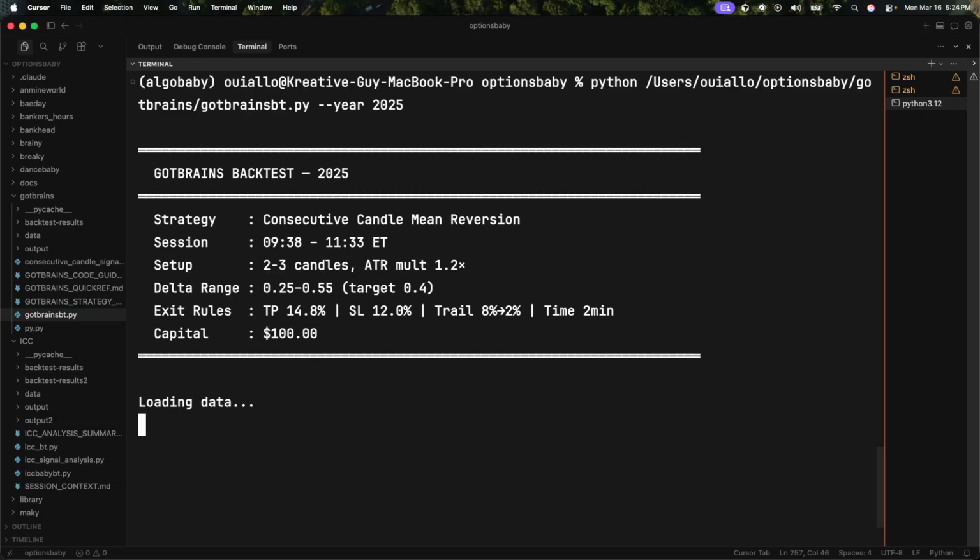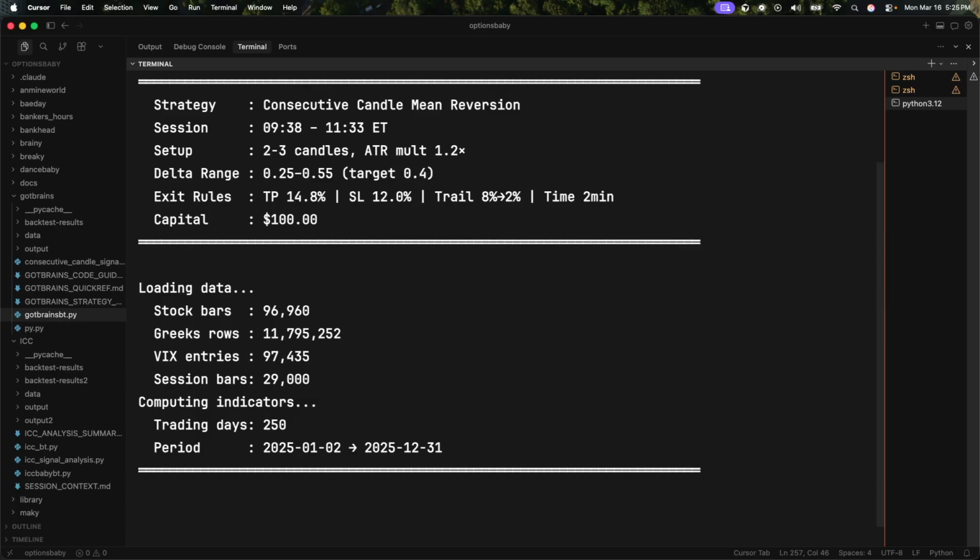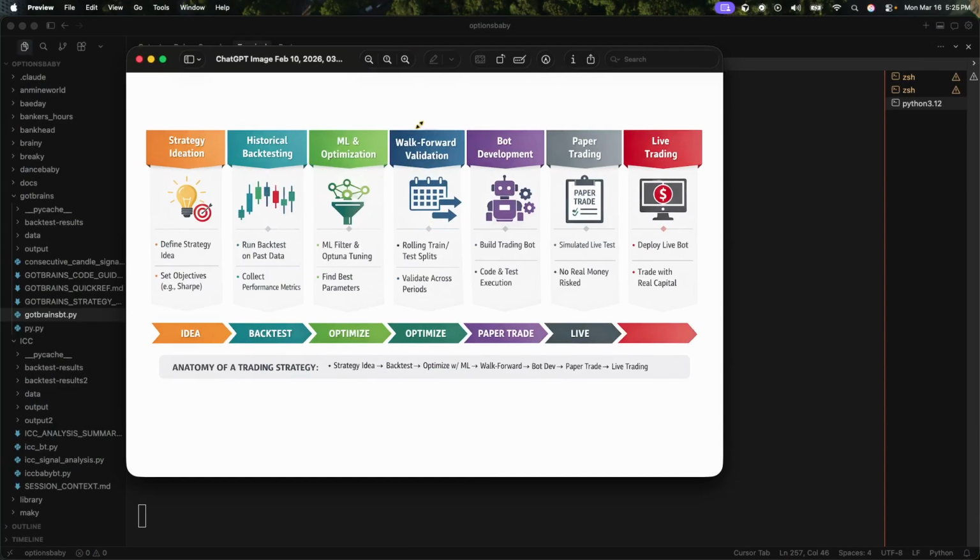Now I run it on 2025. First time I'm running it on 2025 live with y'all. So this will be interesting to see how this goes. And based off how this works, this will let me know if we're ready for the next step here, right? If we're ready for our bot development.